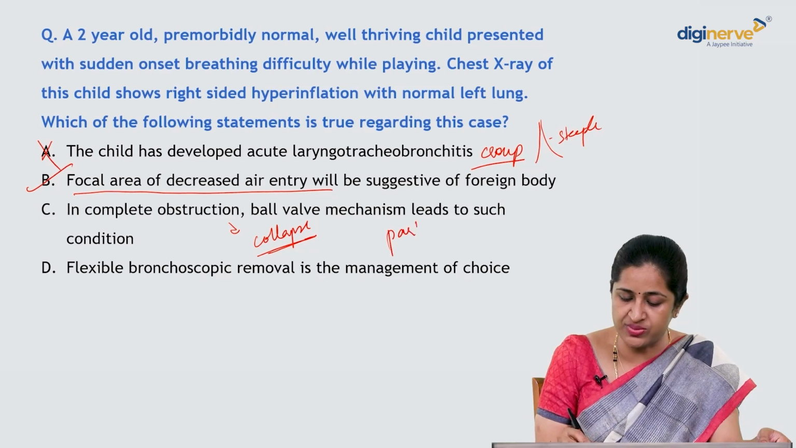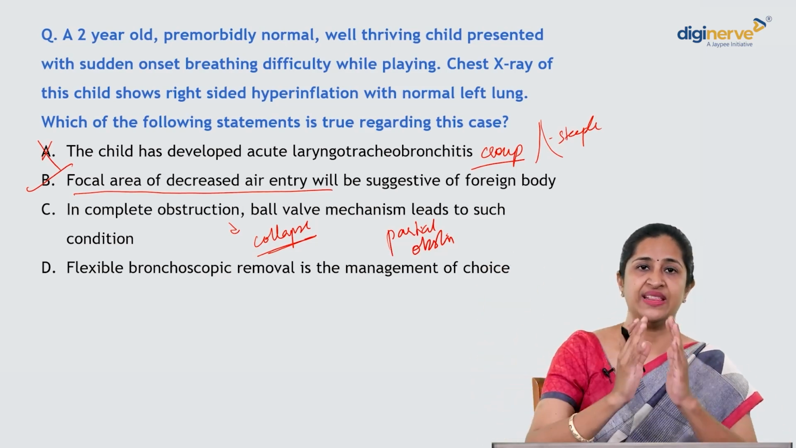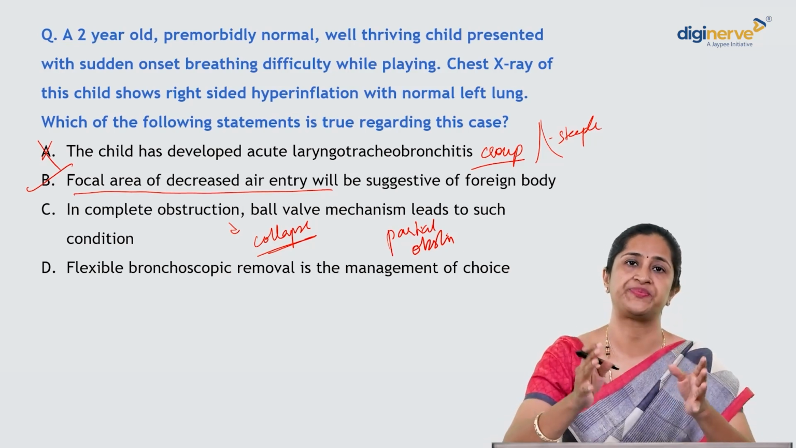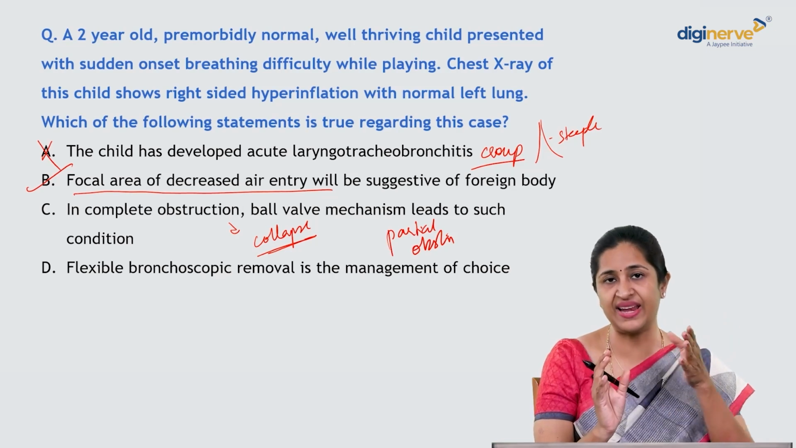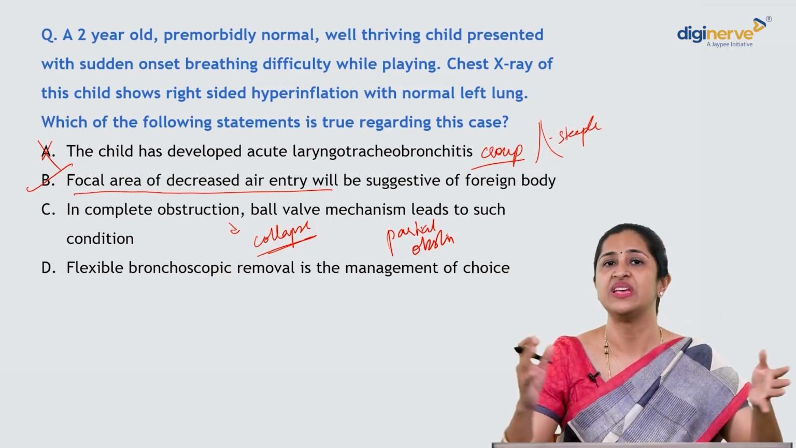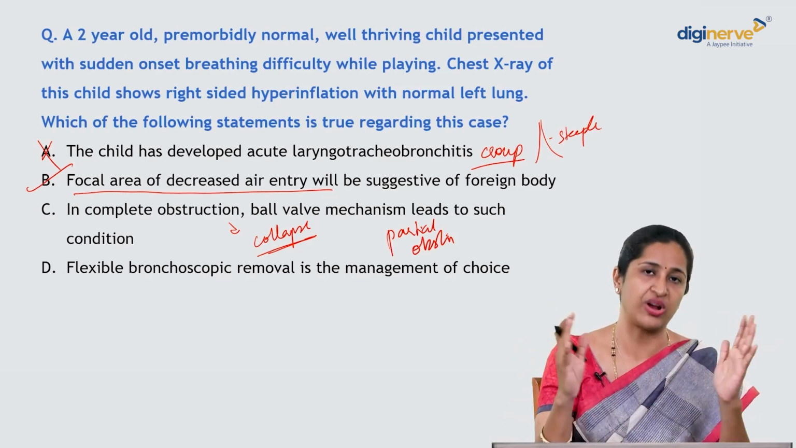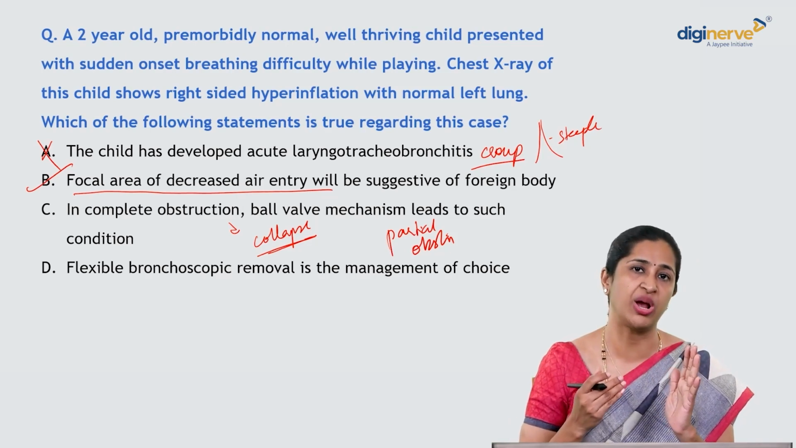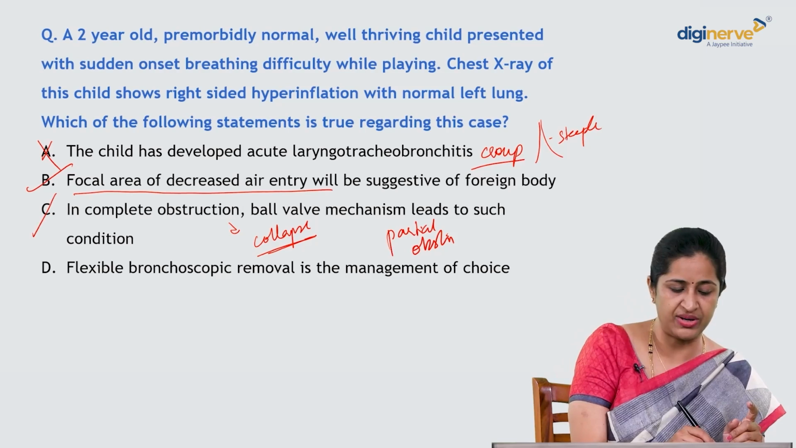In partial obstruction is where you have the ball valve mechanism, where the air goes in, the bronchi expand when the air goes in. So the ball allows the bronchi to expand. That little area is there through which the air goes in. At expiration, the bronchi collapse. So when the bronchi shrink or come down, that time the ball becomes a snug fit. So the air is not able to come out of the lung. So that is only in partial obstruction and not in complete obstruction.